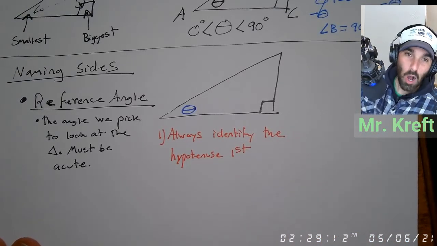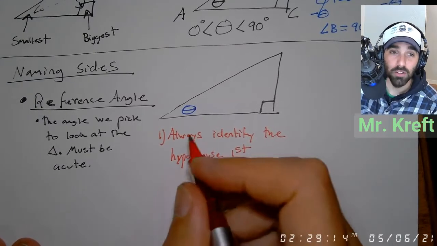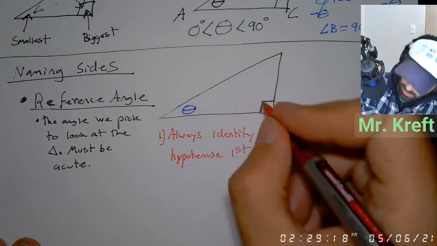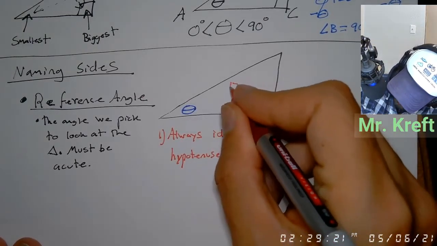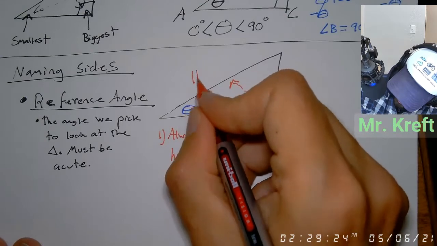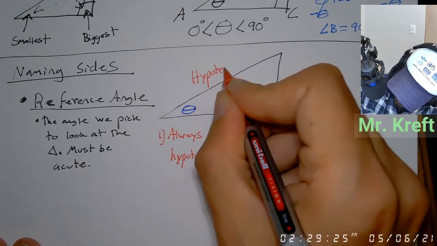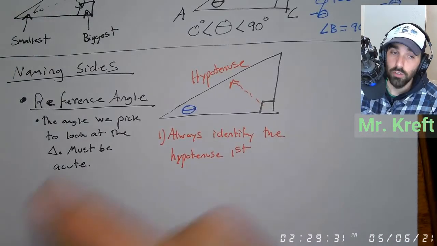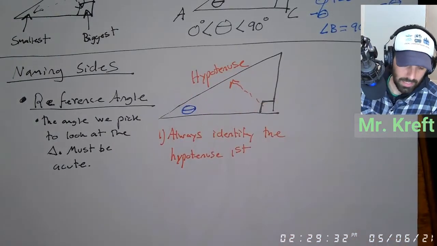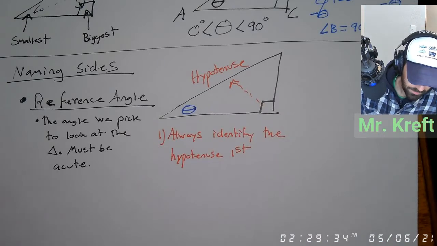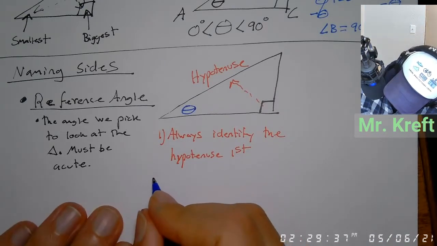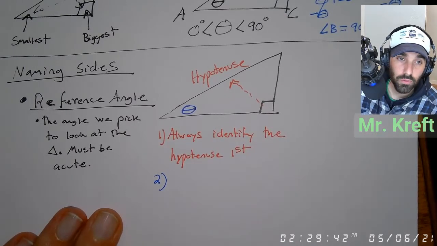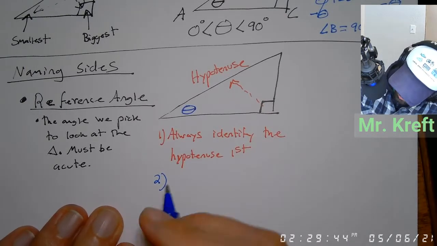Always identify the hypotenuse first, because the 90 is never going to change. We're only looking at right triangles. So the first thing I do is write my hypotenuse. Step 2: always find your hypotenuse first.